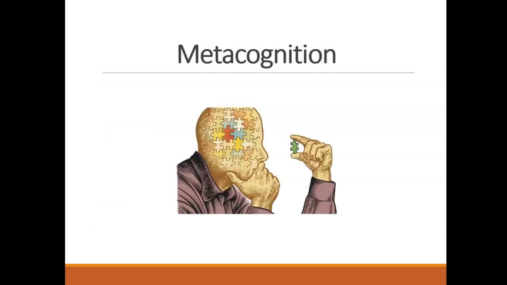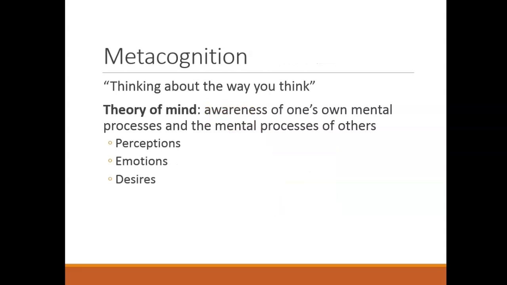And then finally, very briefly, I just wanted to touch on something with regard to metacognition. So again, metacognition is just thinking about the way that you think, or knowing about knowing. And the thing that I want you to know about here is something called theory of mind. Theory of mind develops somewhere between around 3 and 5 years old for most people. And this is an awareness of one's own mental processes and the mental processes of others.